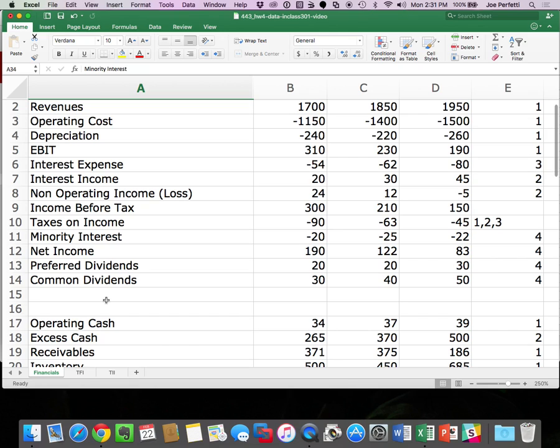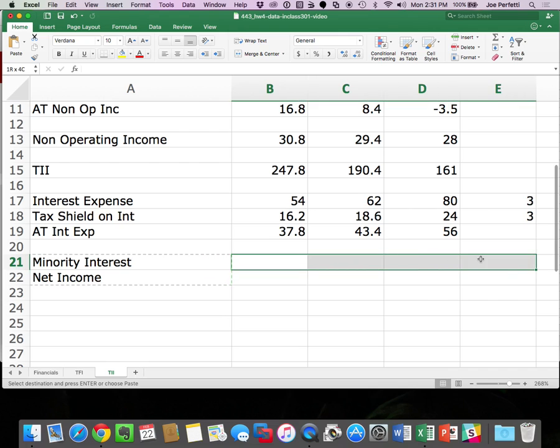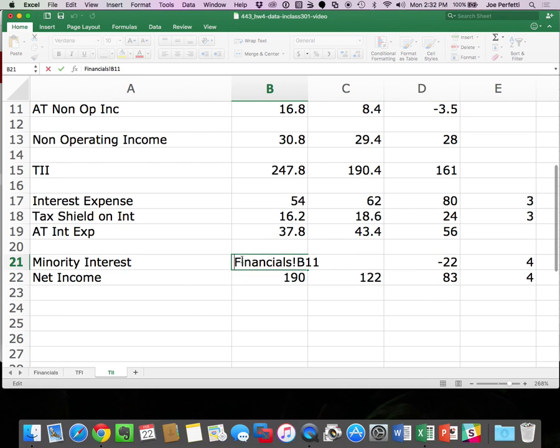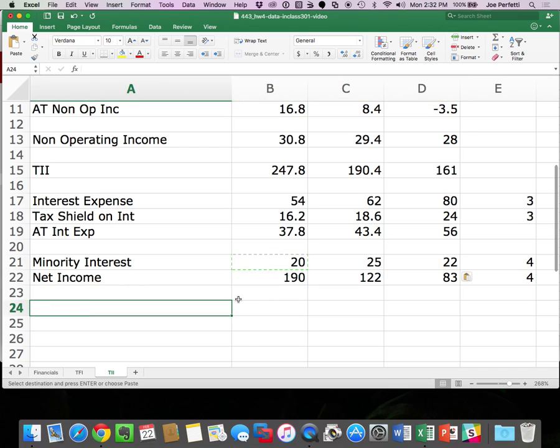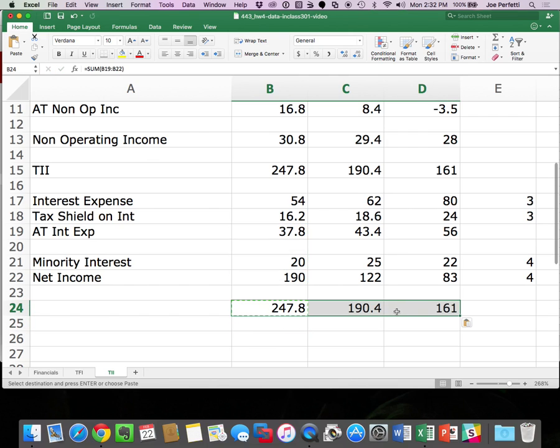Okay, so back to this. Minority interest is a distribution. So it is a positive number. Net income is what belongs to the shareholders, so it's also a positive number. So when I add my TIIs together, I should get matching statements.